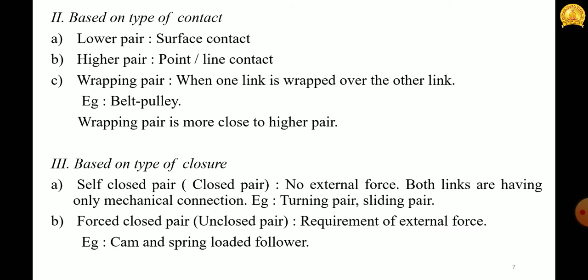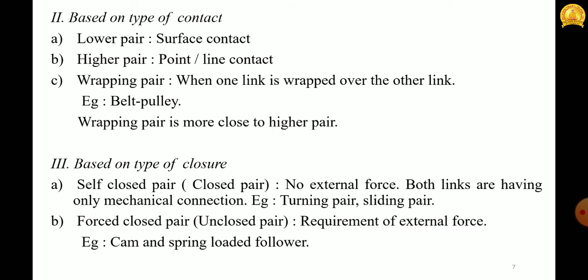When the element of a pair is held mechanically, it is known as closed pair. The contact between the two can be broken only by destruction of at least one of the members. All lower pairs are closed pair.